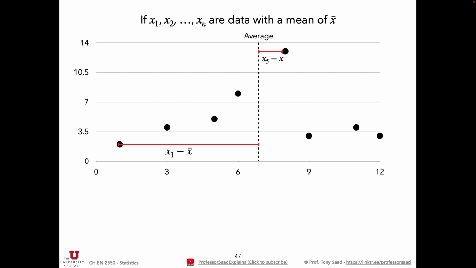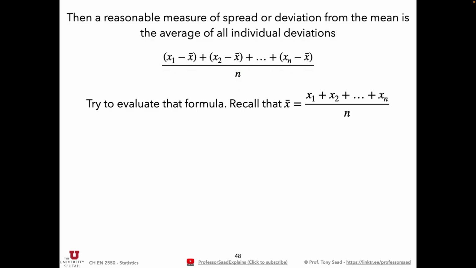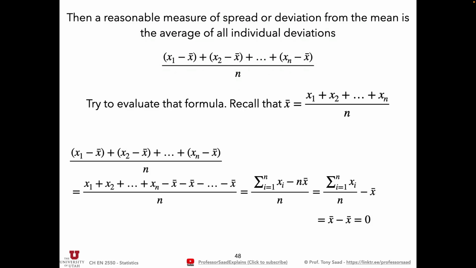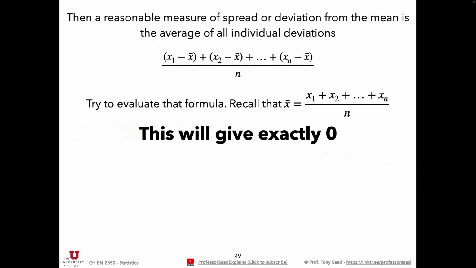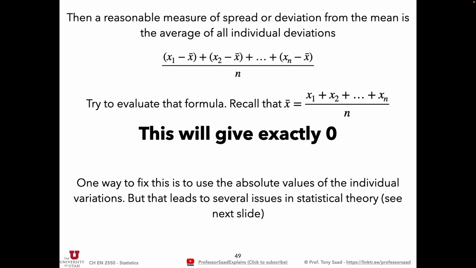Then we realized that this measure is bad because they just cancel out. Things on the left side of the average could be positive or negative depending on whether you do x minus x bar, and then the opposite is true, and then they end up all canceling out, as we showed here in this formula. And then we said, okay, maybe we take the absolute value, but the absolute value has issues. It's discontinuous at 0 and whatnot.